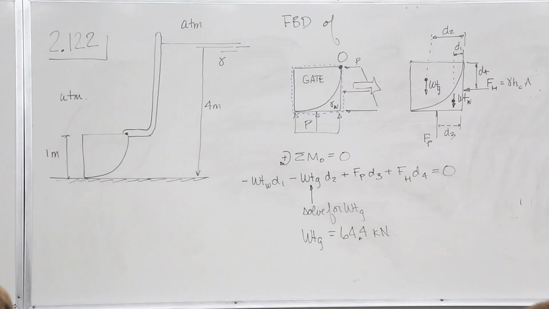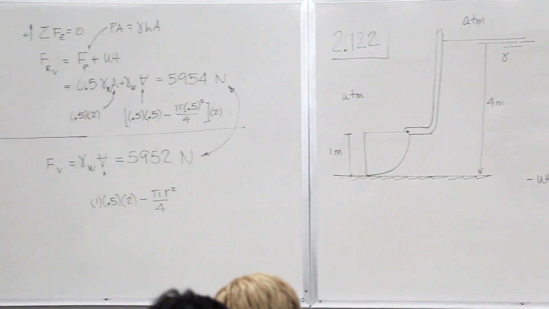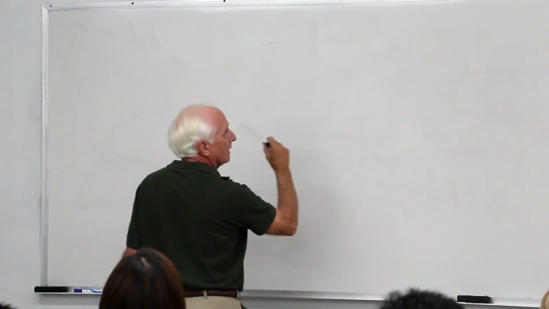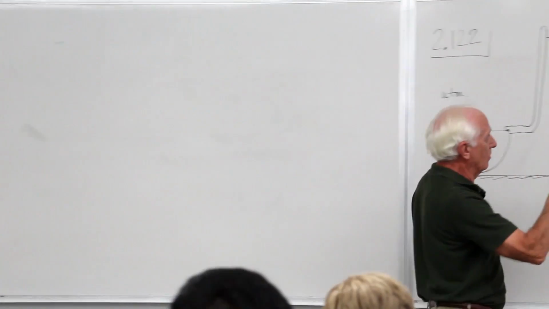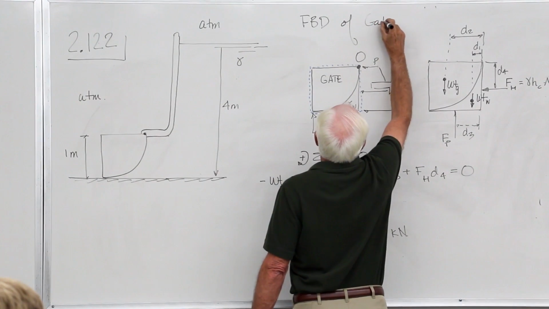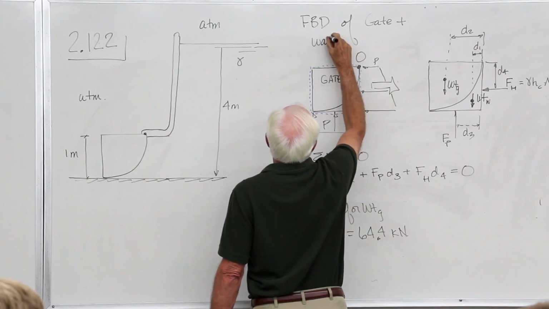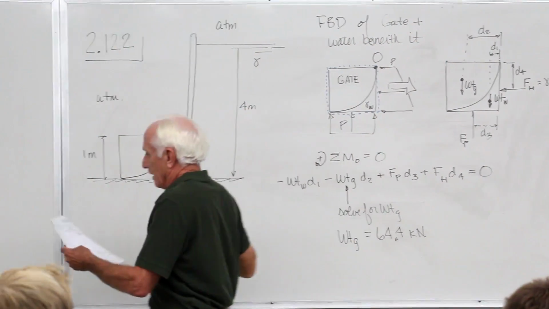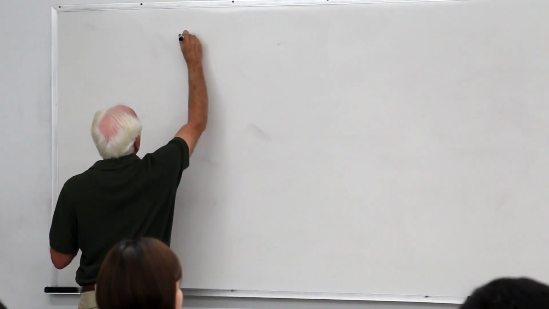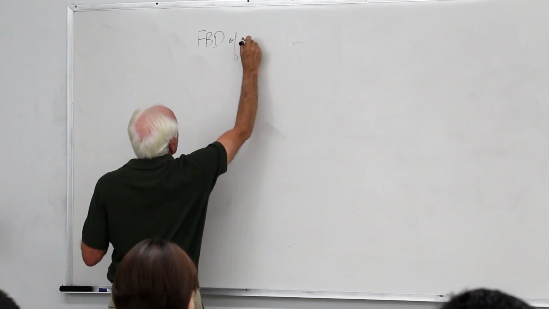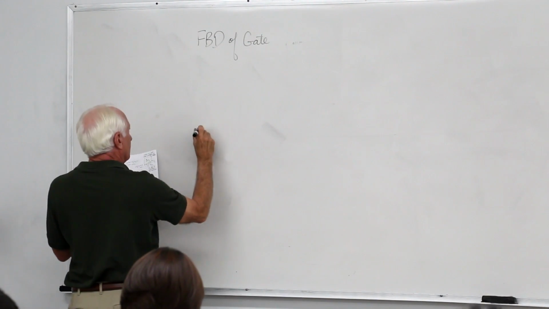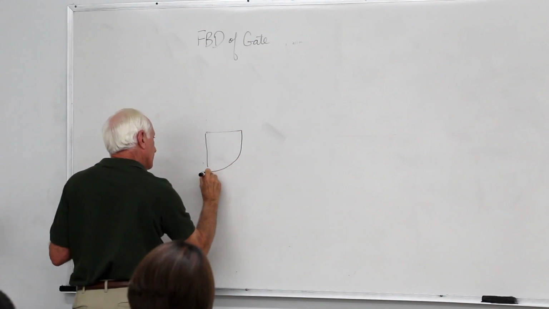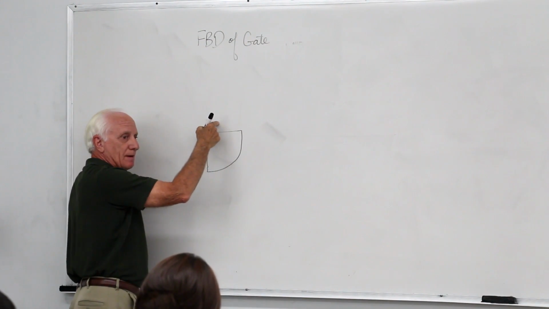Now I'm going to do it again, this time with a different free body. This time I'm going to take a free body of the gate plus a little bit of water beneath it. Now I'm going to take the free body diagram of the gate. Nothing on the top, atmosphere.